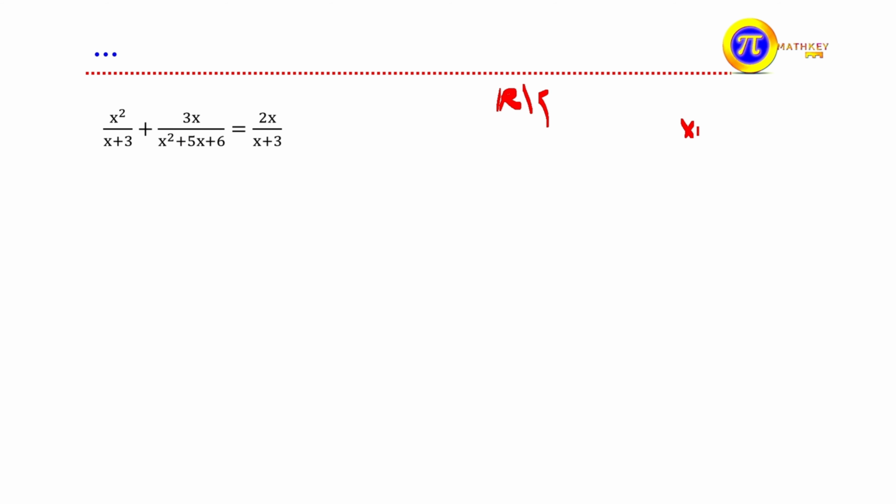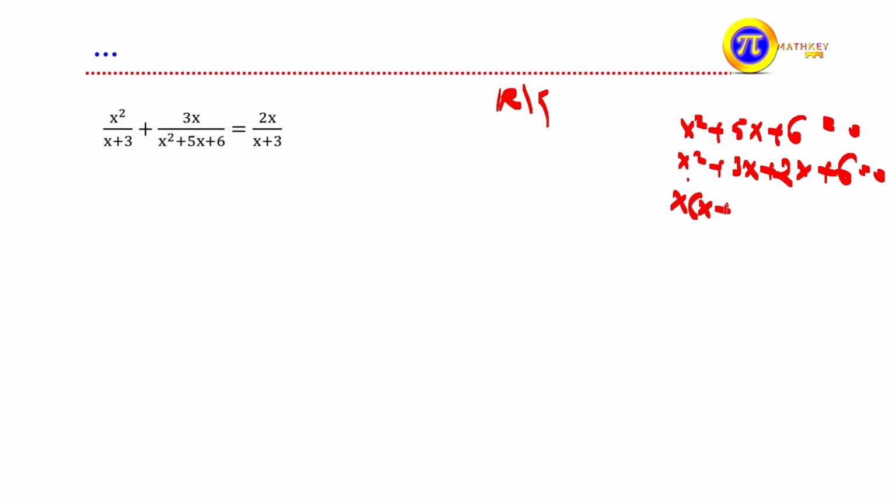We are familiar that x squared plus 5x plus 6 means what? This means x squared plus what? This is 3x plus 2x plus 6. Here what? This is equal to 0. What does this imply? What is common for both? x is common for this one, x plus 3, plus what about this? Here 2 is common, x plus 3 is equal to what?